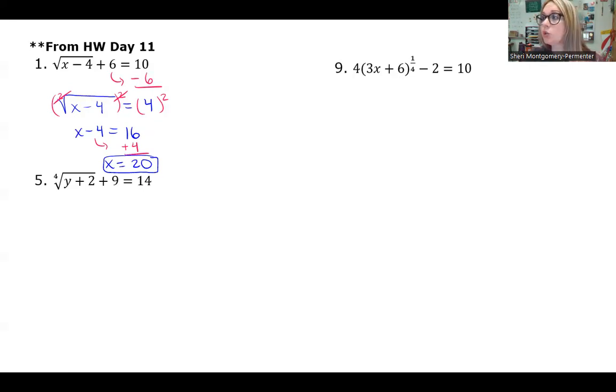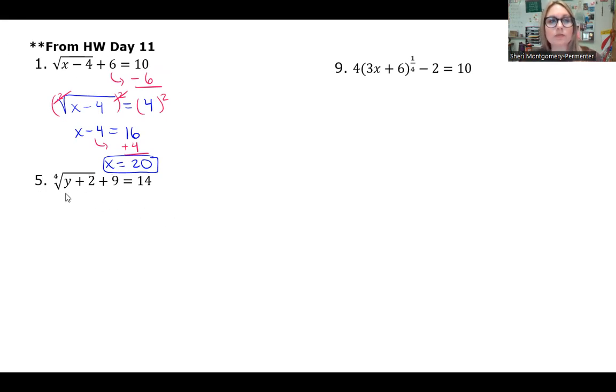If you wanted to, you could check your answer. You could plug in 20. 20 minus 4 is 16. The square root of 16 is 4. 4 plus 6 is 10. So if it's multiple choice, you can always plug in answer choices.